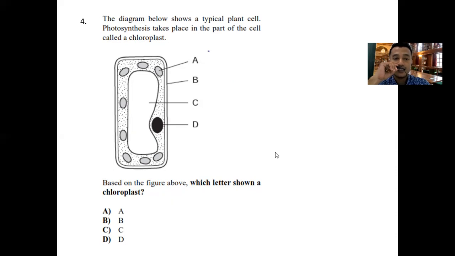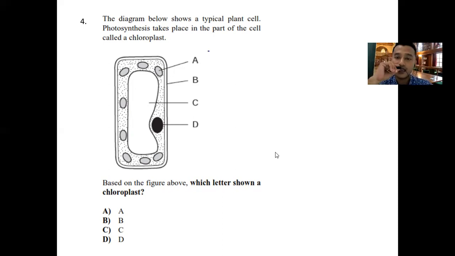As you can see in these structures, labeled D, we call that the nucleus. This is the center of the cell, which controls all activities of the cell. And then the really huge part in here, labeled C, is the vacuole. And then the outer part, labeled B, is the cell wall that protects the cell.